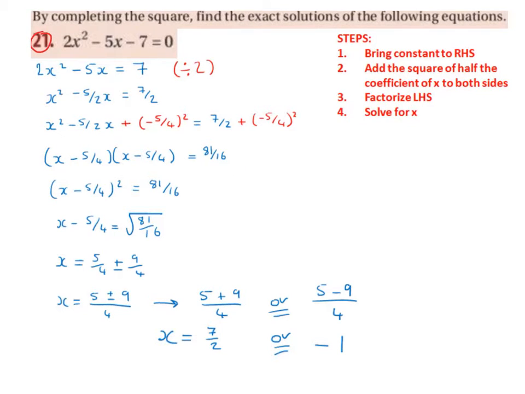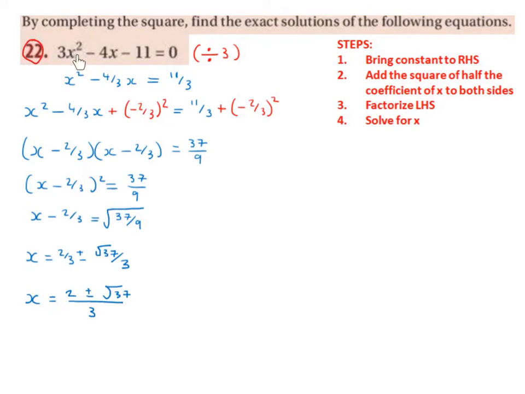Next, we're going to solve for x. So x minus 5 over 4 multiplied by x minus 5 over 4 is x minus 5 over 4 squared. The squared comes over the equal sign, becomes square root. The minus 5 over 4 comes over the equal sign, becomes plus 5 over 4. So we end up with x equals 5 over 4 plus minus 9 over 4, because the square root of 81 is 9 and the square root of 16 is 4. So that gives us x equals 5 plus minus 9 over 4. So it's going to be 5 plus 9 over 4, which is 7 over 2, or 5 minus 9 over 4, which is minus 1.